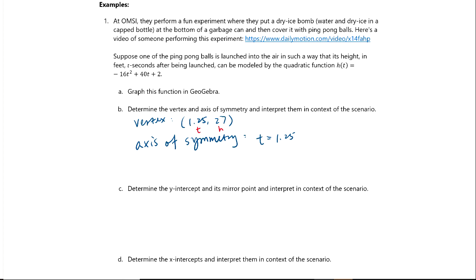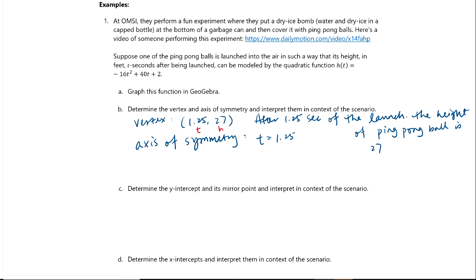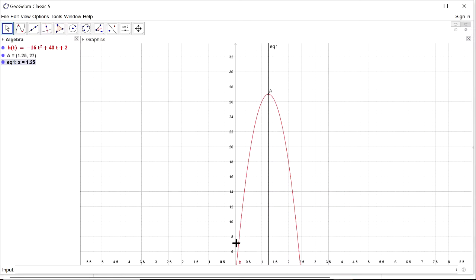So to interpret it, we can say that after 1.25 seconds of the launch, the height of the ping pong ball is going to be 27 feet over here. And then to interpret the axis of symmetry, we can look back to GeoGebra and see this is where the graph shows a symmetrical feature in our parabola.